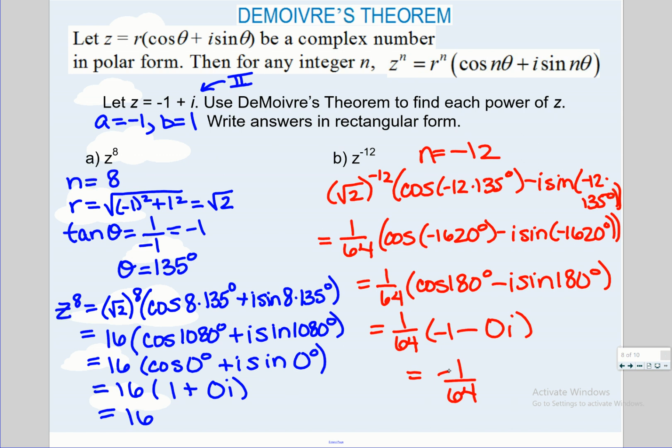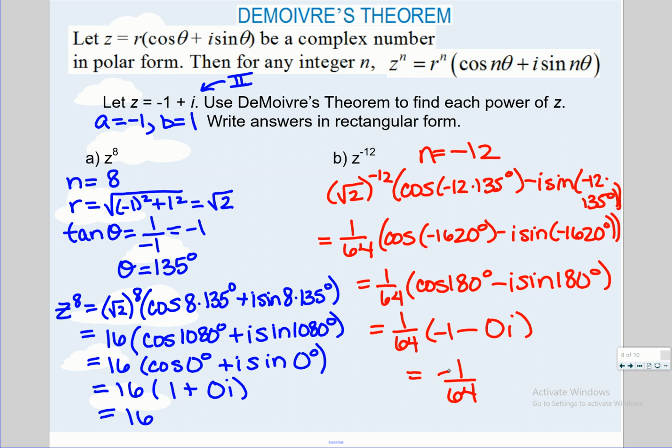Both of these work out so that the i term is gone and it just ends up with a real number. That doesn't happen every time. It's just this value that we're dealing with. So if there's an i left or if there's a radical left, that's fine. Okay? Any questions on this?